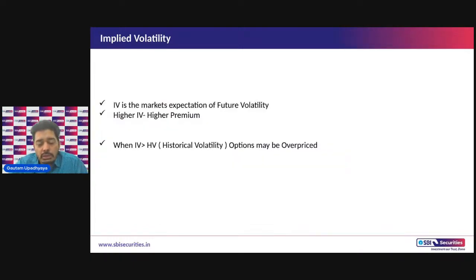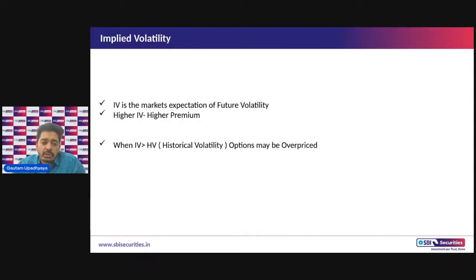Now coming to another important concept, implied volatility. We'll be going to other concepts of option premium as well, that is the delta part of it and the gamma part of it, which come under option Greeks. But another important concept is what we call IV.